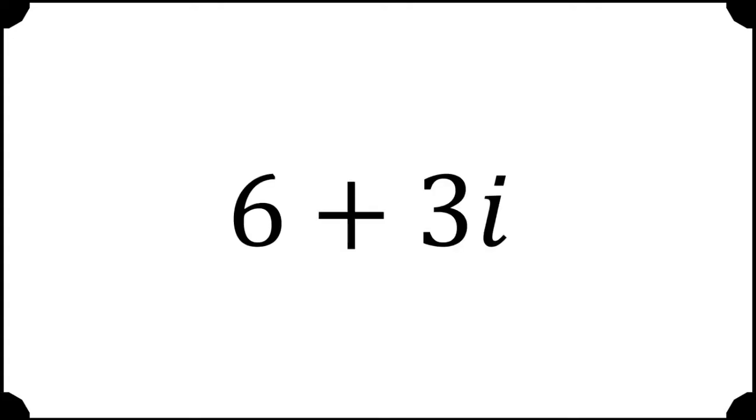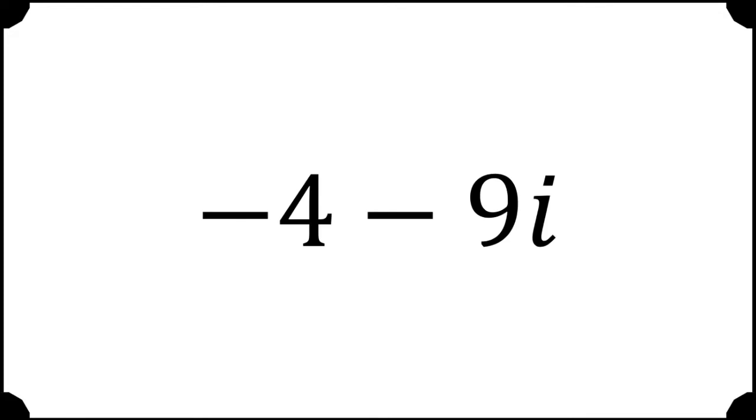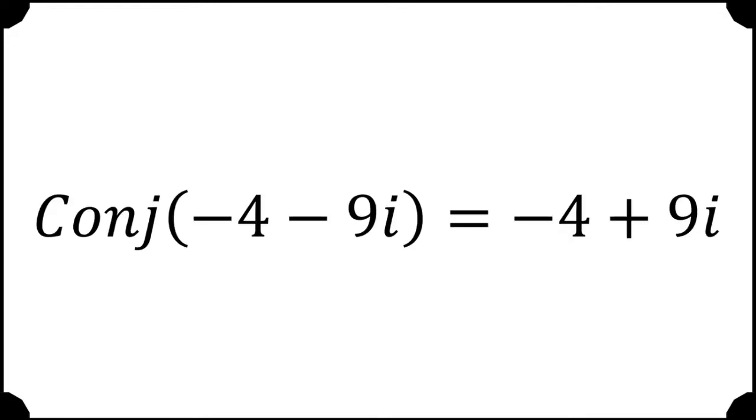Suppose we have 6 plus 3i, and I need to find the conjugate of that. I'll simply flip the sign between the real and imaginary part. In this case, the conjugate of 6 plus 3i will be 6 take away 3i. And then another example will be -4 take away 9i, where the conjugate will simply be -4 plus 9i. Got it? Now let's learn the division of complex numbers.